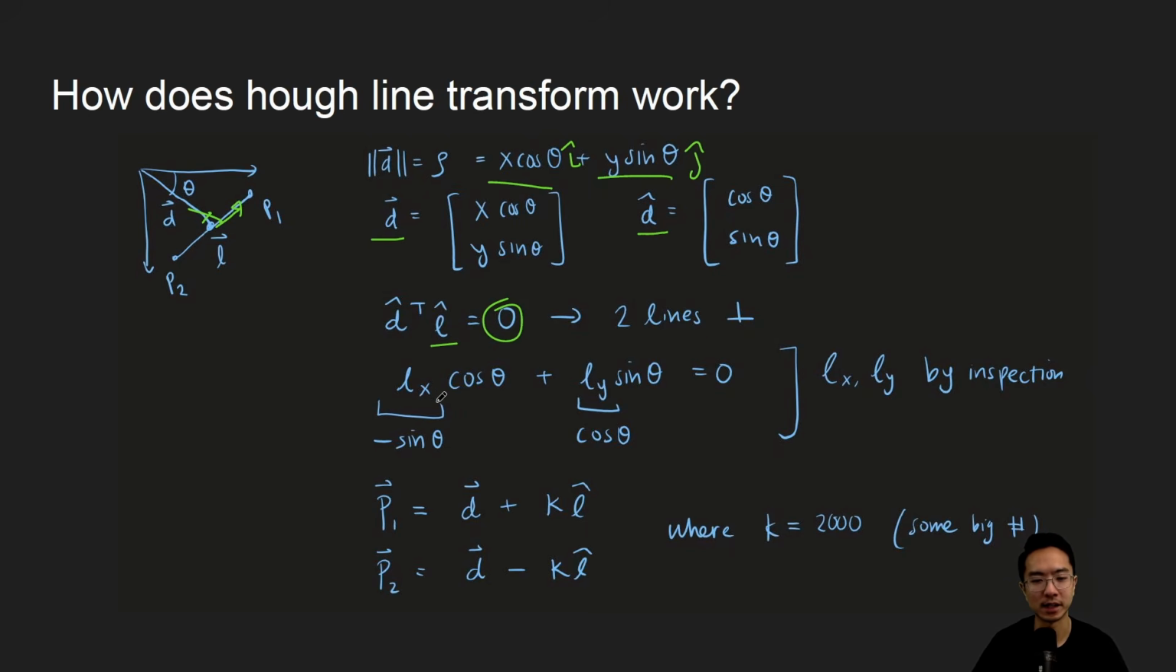So if you expand this out, you'll get Lx cosine plus Ly sine. And by inspection, you could tell that the dot product will be 0 when Lx equals negative sine theta and when Ly equals cosine theta. So that is our direction vector. So we know that L hat is going to be equal to these values. If we know the value of L hat, we could calculate one of the points by using D plus a scalar value K times L hat, and then the other point is D minus the scalar value K times L hat. And K, you just choose some arbitrary big number so that it can span the image.